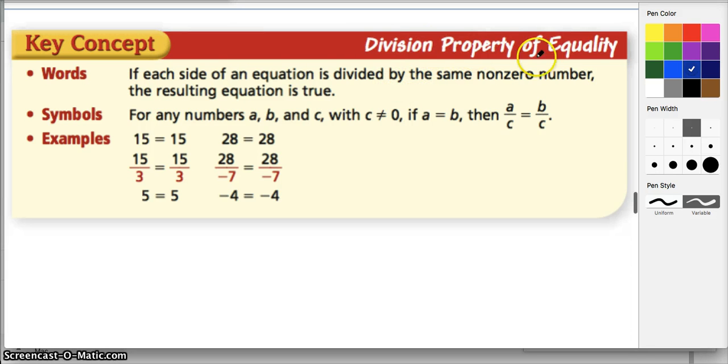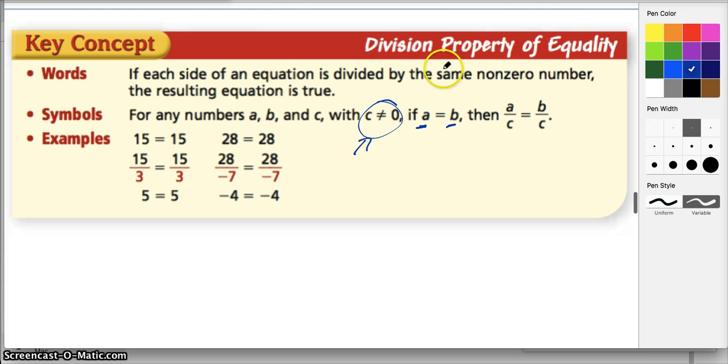The division property of equality basically says this: if you have two numbers, A and B, which are equivalent, and as long as C is not equal to 0, that's important because if you divide by 0, bad things happen, mathematicians get upset. Basically, it's totally illegal to divide by 0. So oftentimes when you have a division problem with a variable, somebody's going to say C is not equal to 0, or that variable is not equal to 0. So this is kind of like a disclaimer.